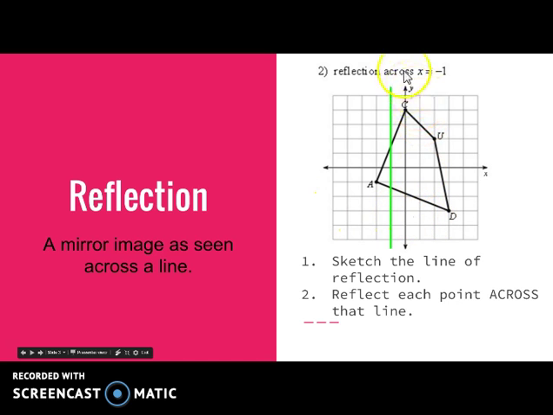Okay. Notice if my reflection line is vertical, every reflection happens horizontally. I don't move it up or down, I just move it left and right. If I were to reflect across a horizontal line, every reflection would be vertical. I would move it up and down and not left and right. Okay, because we're just going across that line at a 90-degree angle.